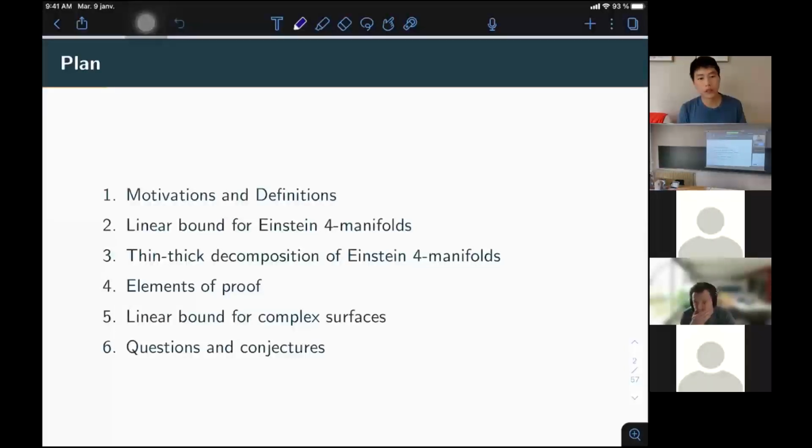Then I will give you an extension of that theorem, and an application, if you want, of that theorem to the case of complex surfaces, and that will lead to a linear bound for the essential minimum volume of complex surfaces. And finally, I will give you some questions and conjectures that I thought about.